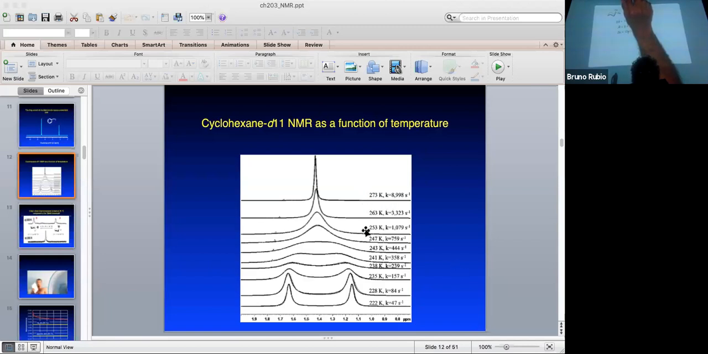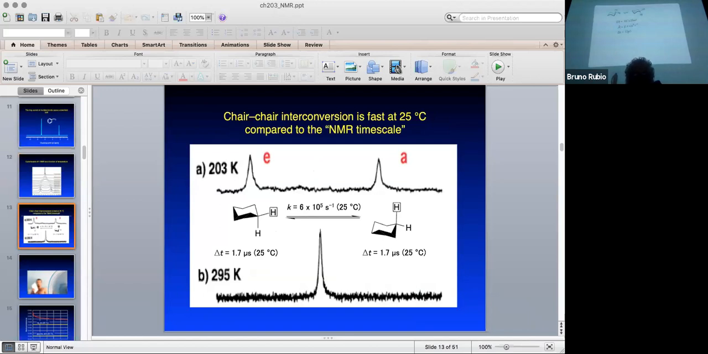Okay, so as we decrease the temperature of the sample, now the NMR can tell the difference between an axial proton and an equatorial proton, because the lifetime of the chair is increasing, and now it is approaching that half a second lifetime that's required. Okay, so on this slide here, at 295 Kelvin we see one peak, but when we lower the temperature down to about 203 Kelvin, the interconversion is much slower.